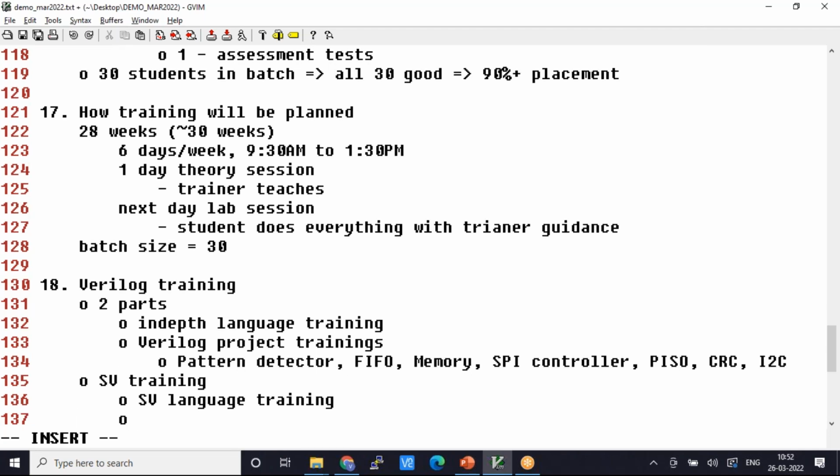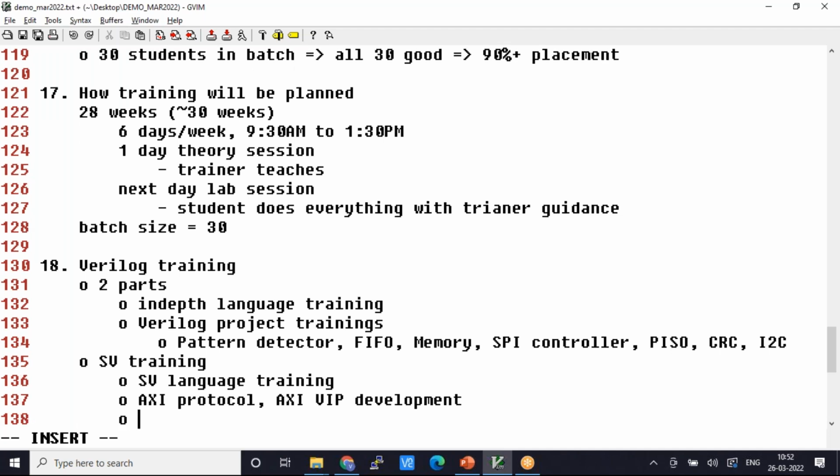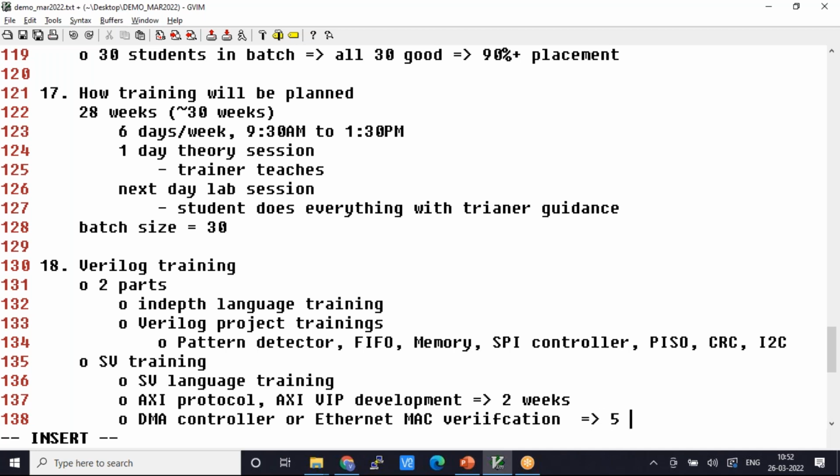Where our course will differ is, we teach something called AXI protocol in depth, then AXI VIP development. And other than that, we teach one industry standard project, either DMA controller verification or Ethernet MAC verification. Like that, another 3-4 projects are there. Here, the duration increases by 2 weeks. Here, the duration increases by around 5 weeks. Here, the duration increases by a total of 3 weeks.